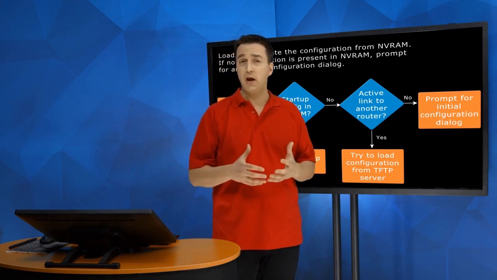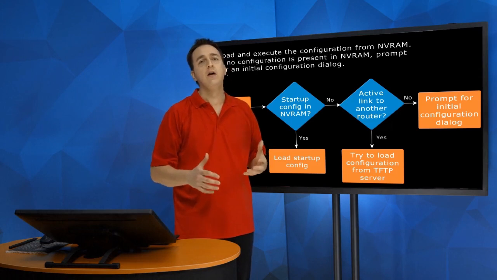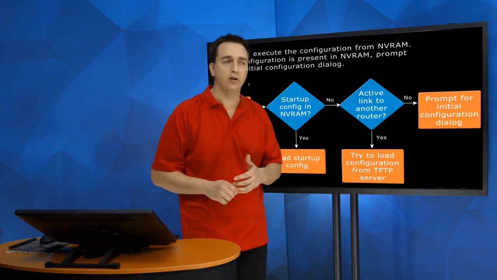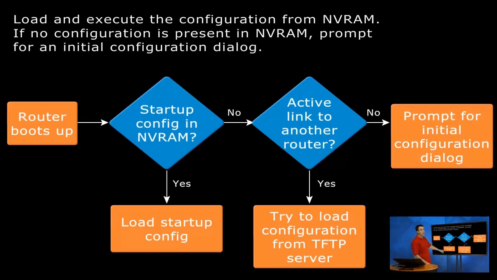Well, hopefully it's in NVRAM because that's a nice local storage place for that information. But if it's not, hopefully it can be located on some other third-party device, like a TFTP server in the organization. But anyways, the router's booting up right now. Startup configuration file, is it in NVRAM? Yes or no. If it is, it's as simple as loading that startup configuration file and then giving you the user exec prompt, or whatever else is necessary, like password verification for VTY access or console access, whatever it happens to be. But what if the startup configuration file is not in NVRAM?